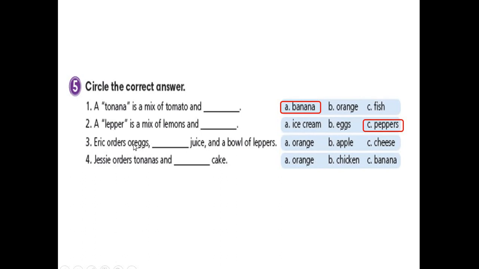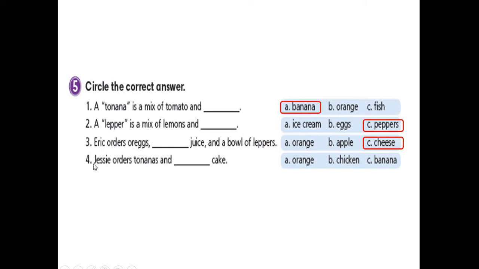Okay, next, let's go to number 3. Eric orders eggs, blank juice, and a bowl of lepers. Again, Eric orders eggs, blank juice, and a bowl of lepers. So A, orange juice. B, apple juice. Letter C, cheese. So which of these foods do you think is weird to become a juice? So if your answer is cheese, you are right. Where can I find cheese juice? Do you have any idea?